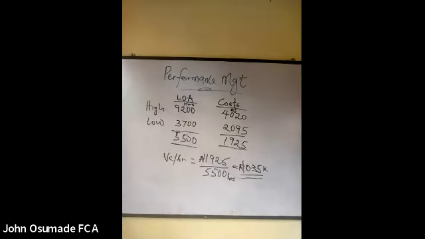You subtract the low from the high for both level of activity and corresponding cost. For level of activity, you have 5,500 hours as the net figure. For cost, you have 1,925. To get your variable cost per hour, it will be equal to 1,925 naira divided by 5,500, which will be equal to 0 naira 35 kobo. That is 35 kobo per hour. That will be the variable cost.